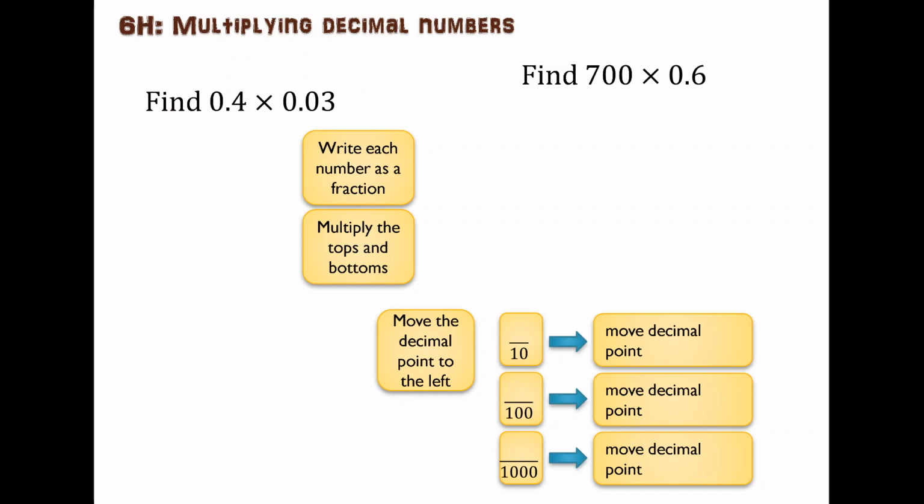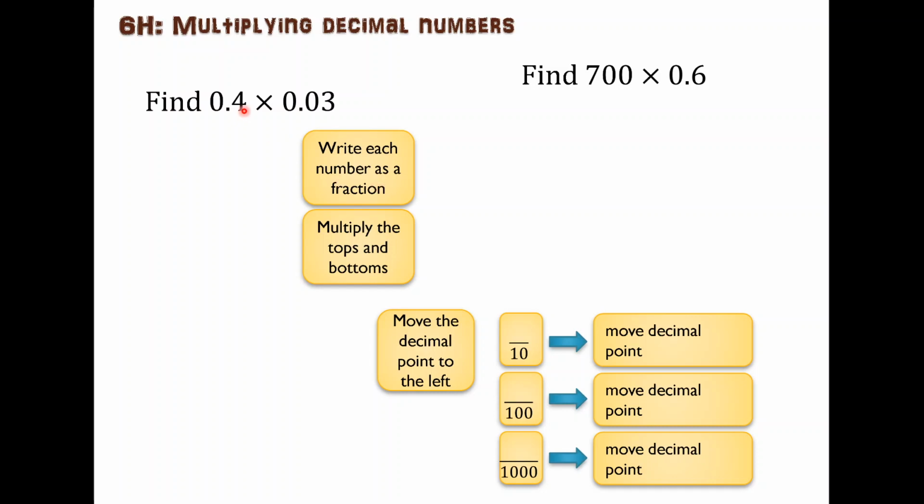Let's learn how to multiply decimal numbers. In this case, we've got 2 decimals. This is a decimal number, and so is this. And we want to multiply them together. But I haven't taught you how to do that. Luckily, we do know how to multiply fractions. So let's write each number as a fraction. It'll be out of 10 or 100 or 1,000 and so on.